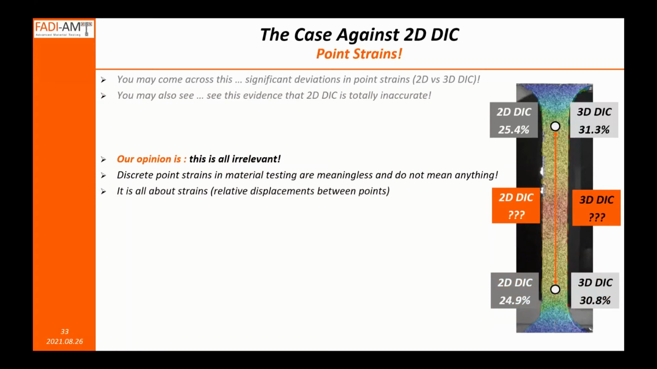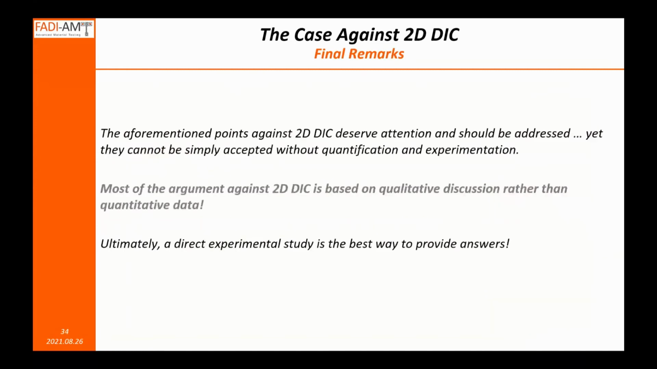So the proper question should be, in a tension test like this, if I identify 2 points, let's say they're 50 millimeters apart, how does my 2D DIC measurement compare to the 3D DIC measurement? That's what matters, and that's what we are going to try to focus on in the next session.